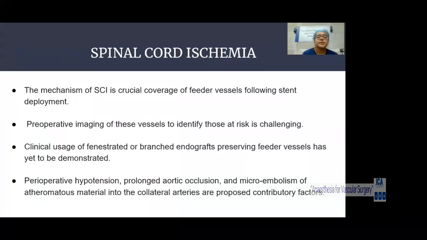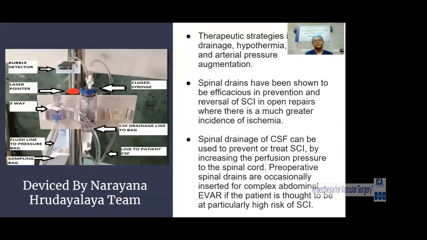The mechanism of spinal cord ischemia is crucially the coverage of feeder vessels following stent deployment. Preoperative imaging of these vessels to identify them is usually challenging. Clinical usage of fenestrated and branched stent grafts in preserving the feeder vessels is yet to be demonstrated. Perioperative hypotension, prolonged aortic occlusion, and microemboli also contribute to spinal cord ischemia.